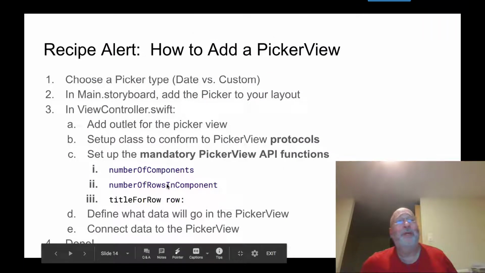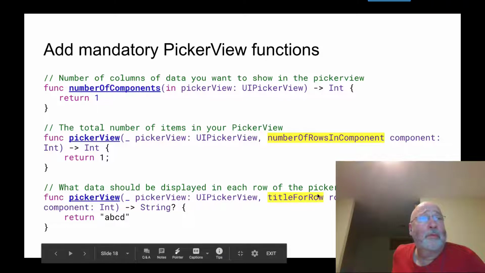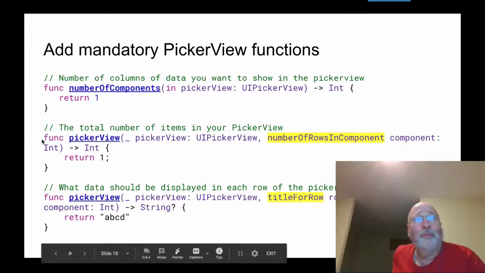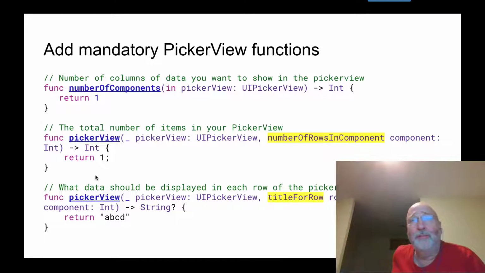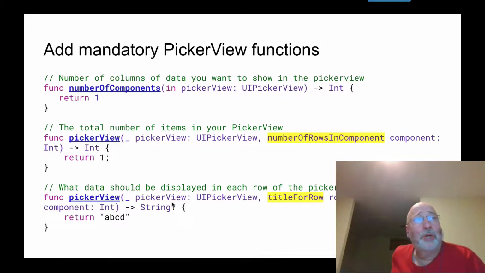Let's get back to our recipe. We finished step C. The third mandatory function is also called picker view. And it tells us what data should be displayed. You see there it's returning a string. So here we see overloaded formats of the picker view function, right? Same name, but different parametric input signature.